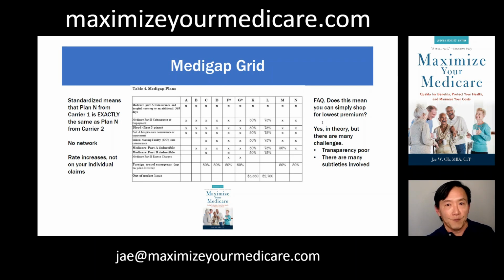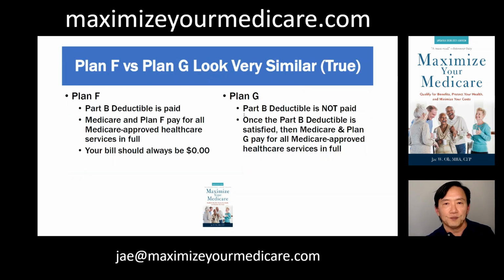Back to the topic. So now we have Medigap, and you can see Plans F and Plan G here, right there in the middle. And they do look very similar. But there is a nuance, which is under Plan F, the Part B deductible is paid. In 2020, that number is $198 a year. Now in 2021, that's going to be a different number. We do not know what it is as of this video.